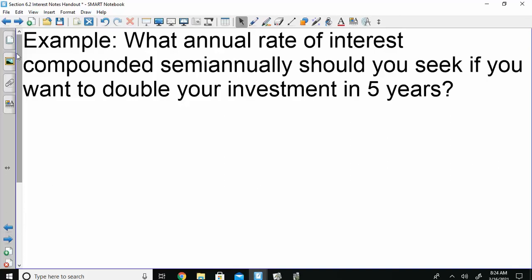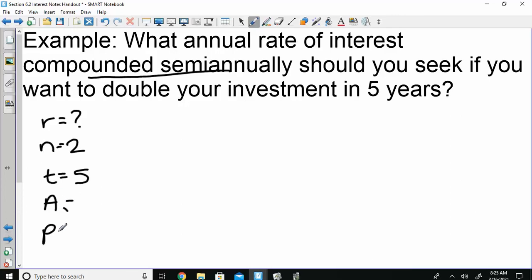What annual rate of interest should you seek if you want to double your investment in 5 years? So what am I looking for on this one? I'm looking for the R. Compounded semi-annually, so N is 2. So my T is 5. Okay, did I tell you what your A and P were? No. So there are a couple options here.